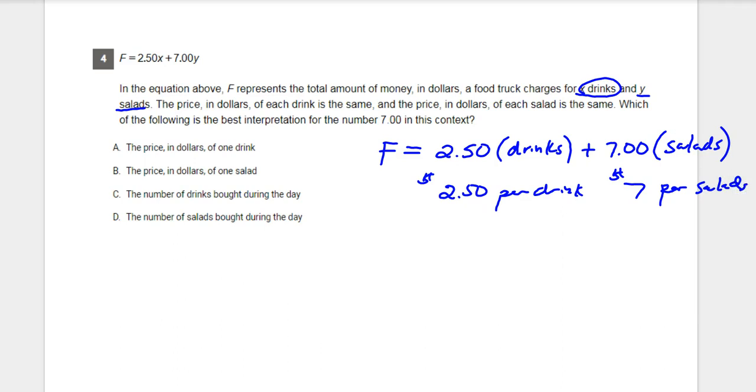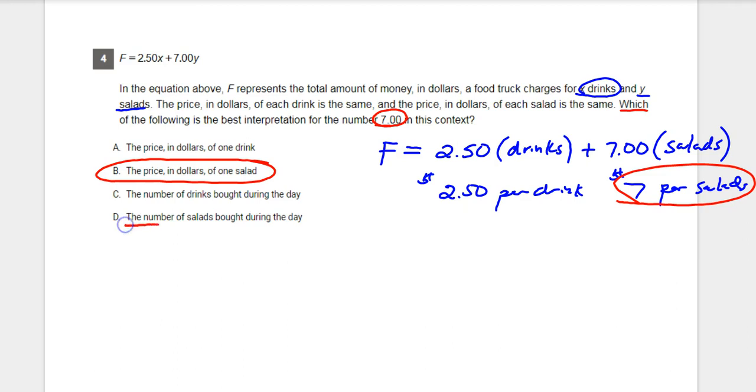So what does the actual question say? I always like to circle or underline that, because usually when I miss problems on the SAT, it doesn't have anything to do with math. It usually has more to do with I misread the question. Which of the following is the best interpretation for the number 7? Well, 7 was the dollars per salad, so the price in dollars of one salad. So be careful. It's not the number of salads. That might be another option that some people might choose. It would be the dollars per salad.